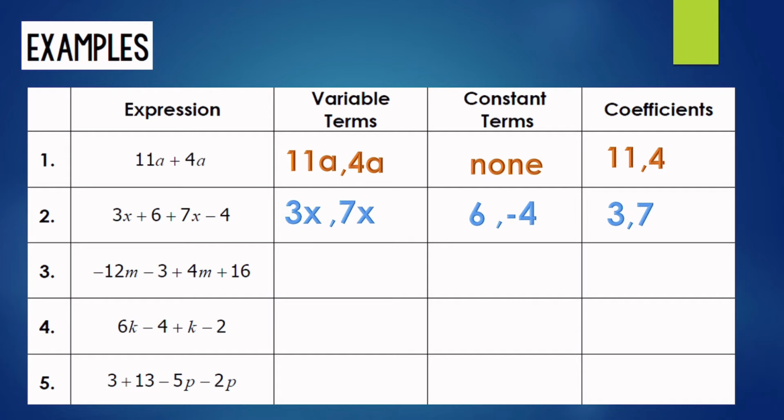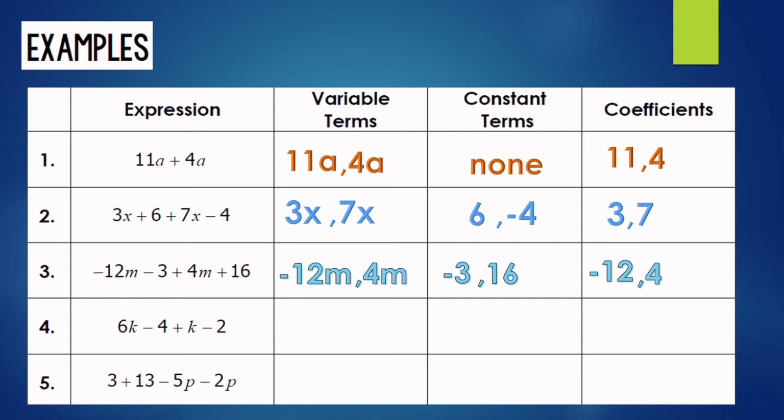Okay, my variable terms in this next one would be negative 12m, because there's a negative in front of that 12, and 4m. So we've got to go look at what my constant terms are. Well, that's negative 3 and 16. Okay. What would my coefficients be? Remember, my coefficients, we revert back to what our variable terms were, and it's just the number part of that. So in this one, it's going to be negative 12 and 4.